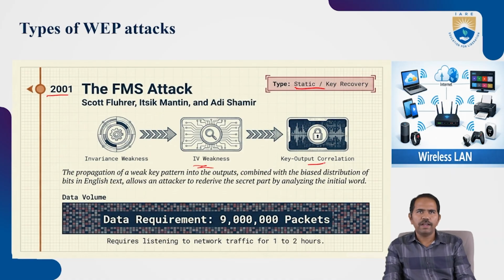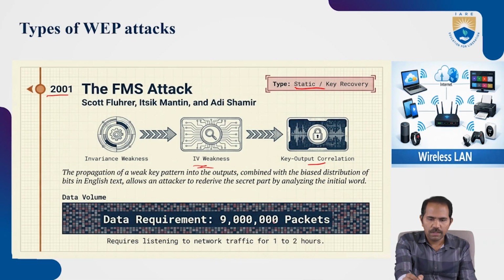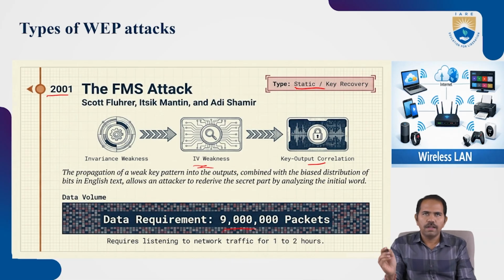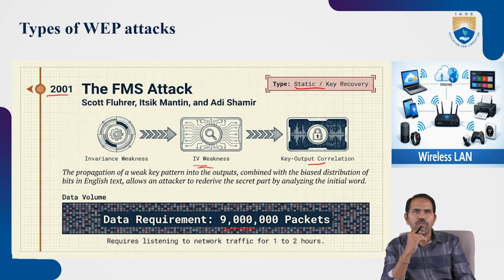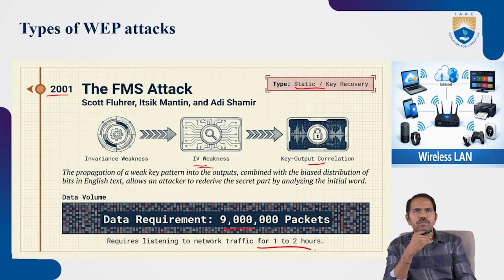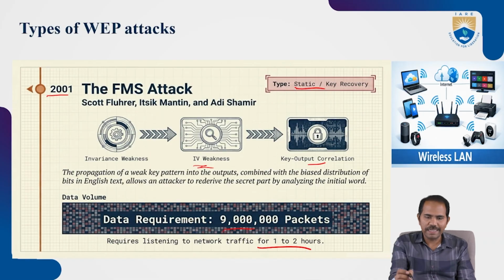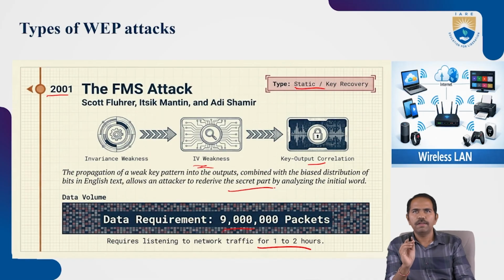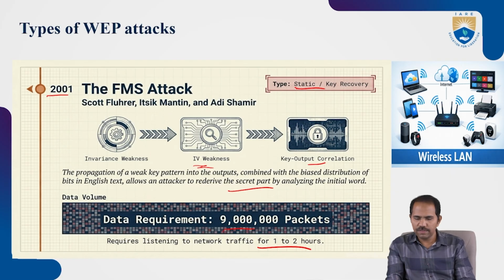This is the data requirement. About 9 lakh packets are required, which means listening to network traffic for 1 to 2 hours. The propagation of a weak key pattern into the outputs, combined with a biased distribution of bits in English text, allows an attacker to rederive the secret part by analyzing the initial word. This is the FMS attack.